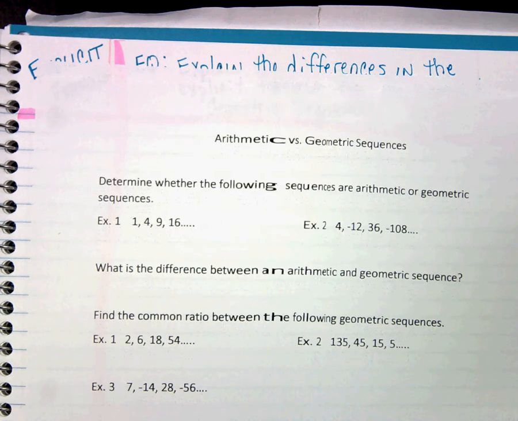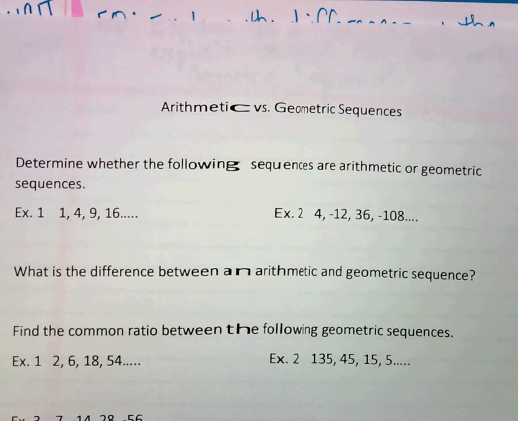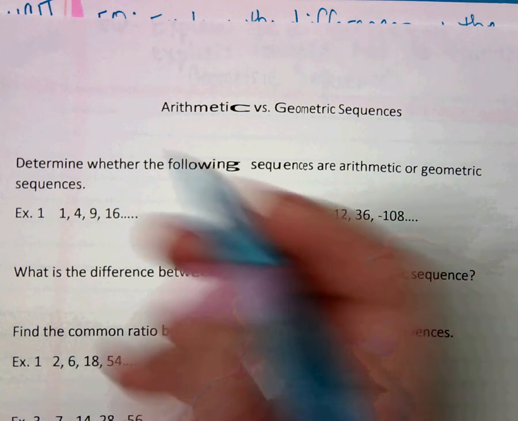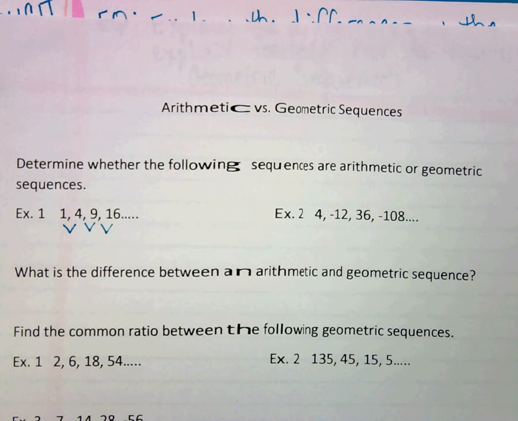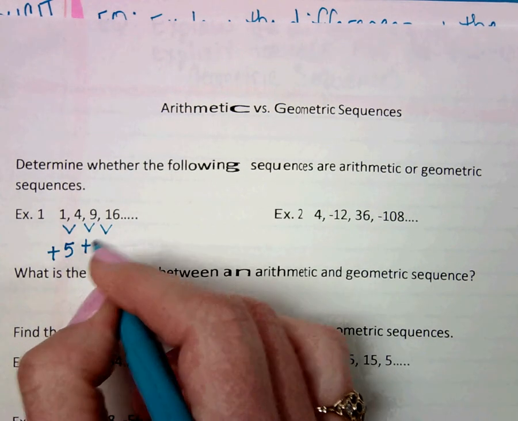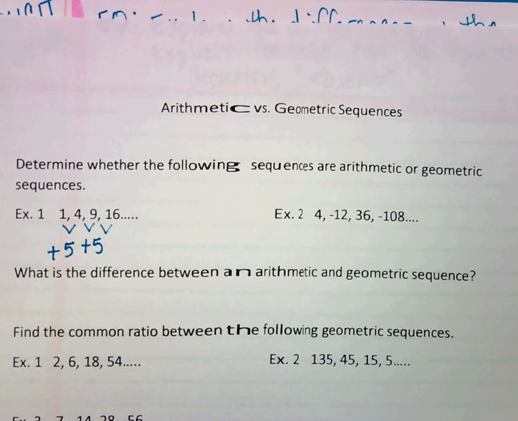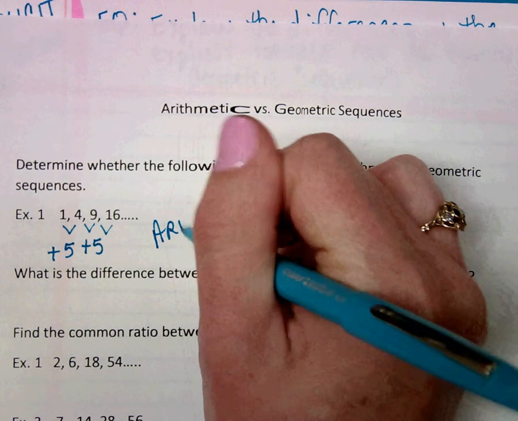Okay, so in the first examples, we want to determine if the following sequences are arithmetic or geometric. It really goes along the same pattern of determining is it a linear set of data versus an exponential set of data. So if we look at this pattern, we notice that there is an adding pattern of 5. We would consider that linear or an arithmetic sequence.